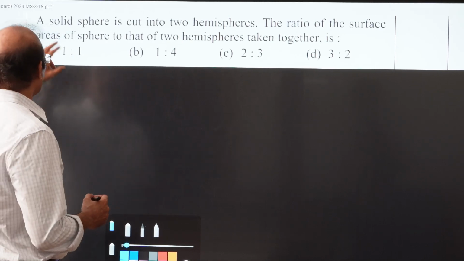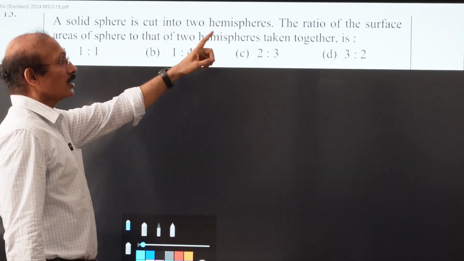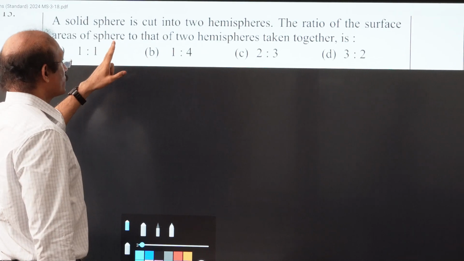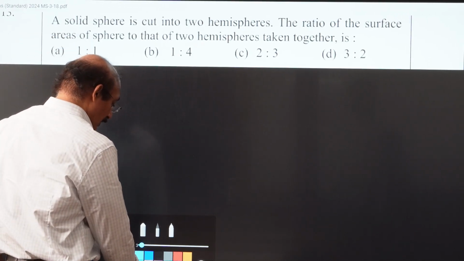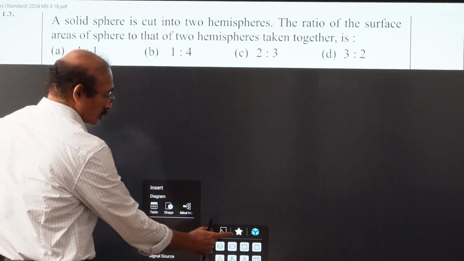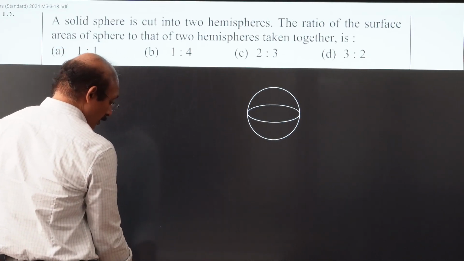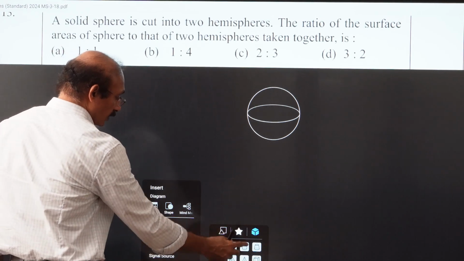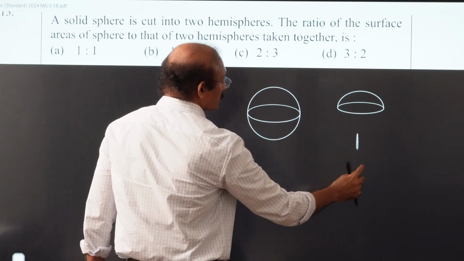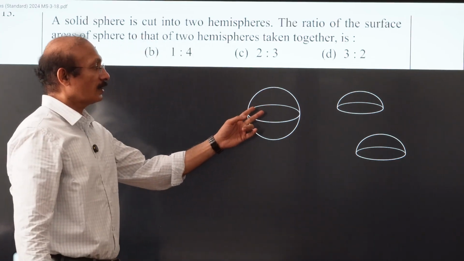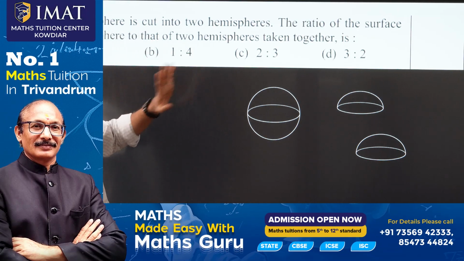Now see children, a solid sphere is cut into 2 hemispheres. The ratio of surface area of sphere to that of 2 hemispheres taken together is. Now let us just see this through this figure. There is a sphere and this sphere is cut into 2 hemispheres. Let me just take the 2 hemispheres. One is this and the other one is this. So this sphere has been now cut into 2 hemispheres.